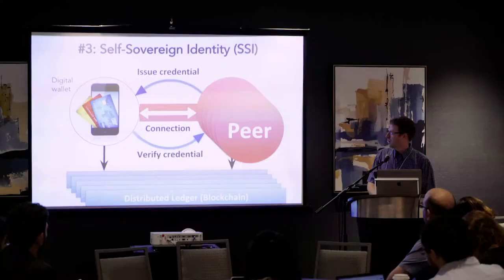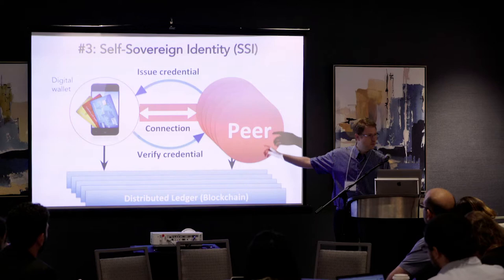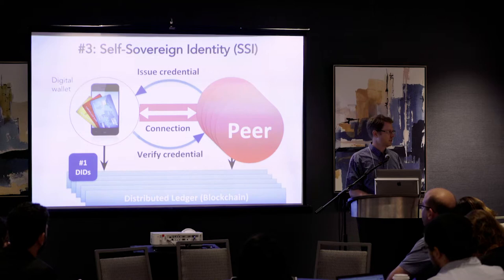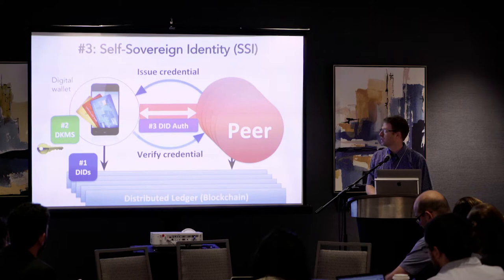So once we have one peer, well, we could also have more than one ledger. We know we have lots of ledgers now. So there's a lot of standards that can help us build this kind of identity system that's interoperable, that puts the users back in control of their information. There's decentralized identifiers.